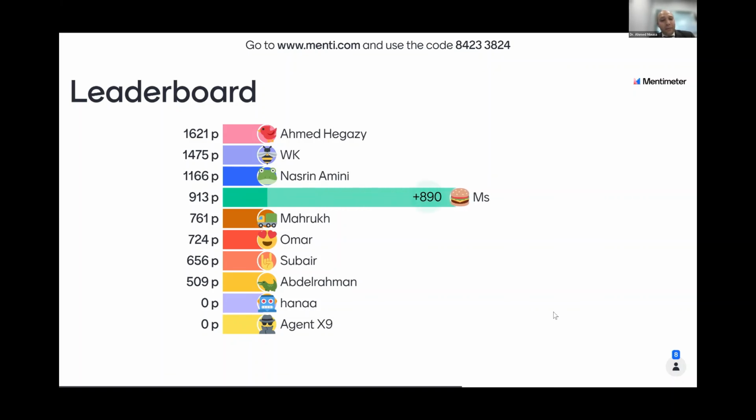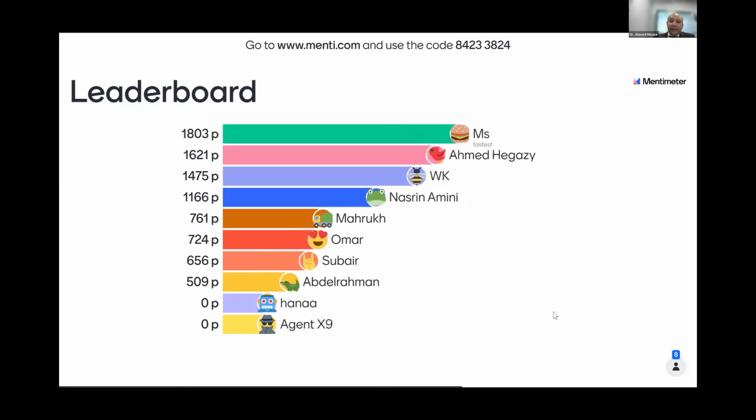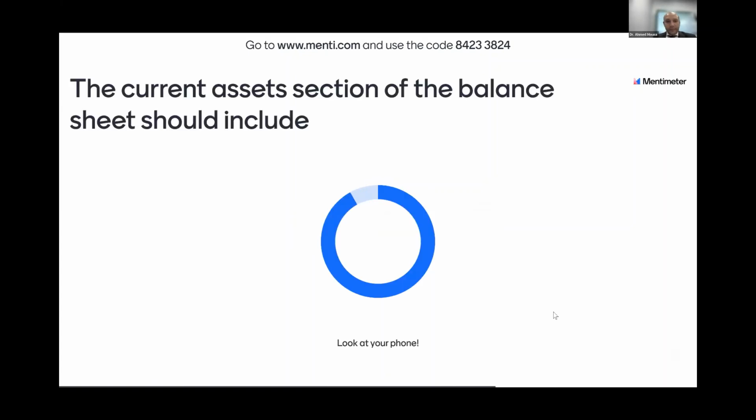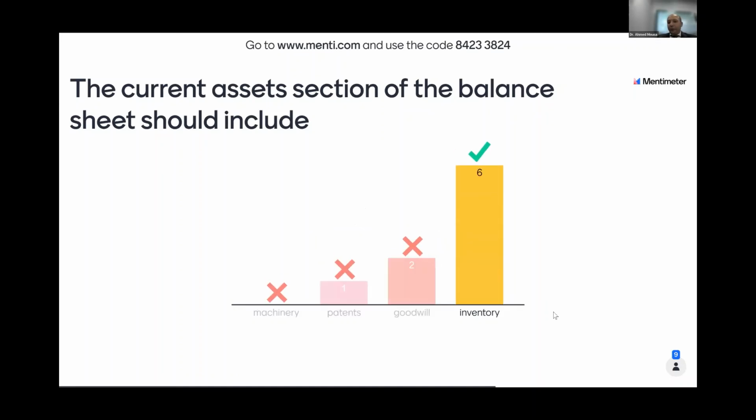Okay, Mr. MS will go at the top again of the list. Dr. Ahmed Hijazi is second. We'll see who will survive. 3 questions left. Current assets. Do you remember current assets that can be converted to cash quickly? Which one can be converted to cash quickly? Amazing. Inventory, yes, can be converted to cash quickly. We'll see who answers this correctly.